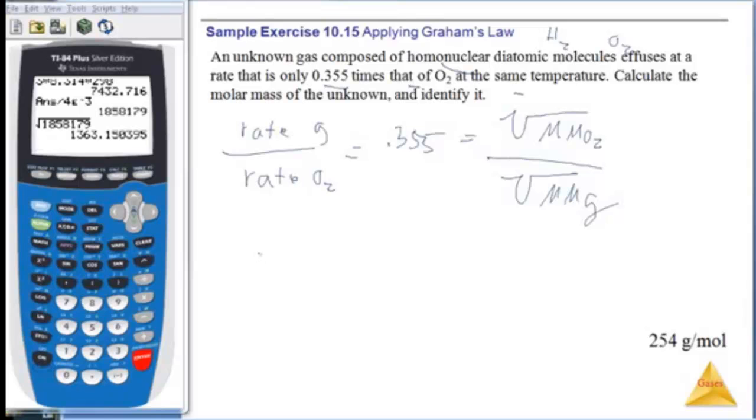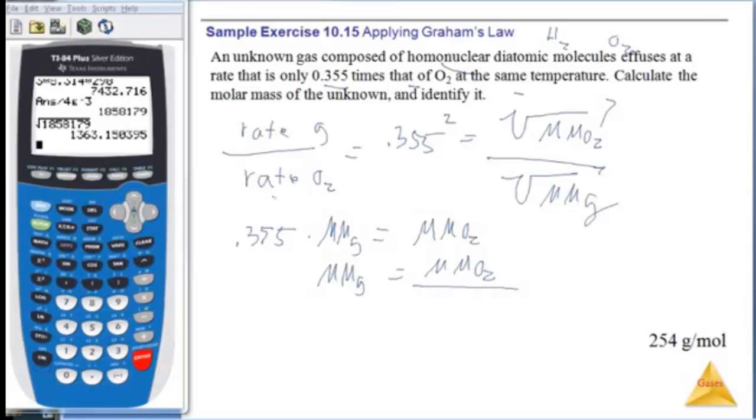So let's just rearrange the equation first because I want to solve for the molar mass of the gas. In order to solve for this, I've got to square everything. Square this, square this, square this. So I end up with 0.355 squared times the molar mass of the gas is equal to the molar mass of oxygen. When I square this, I just get rid of the square root, right? So my molar mass of my gas is going to be my molar mass of oxygen divided by 0.355 squared.